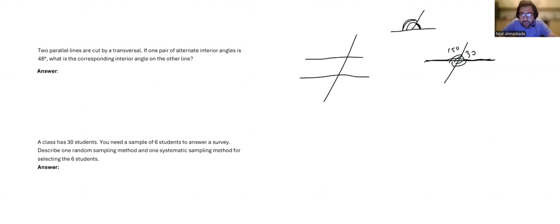We know that the opposite side of the 30 will be equal to it, and the opposite side of 150 will be equal to 150, okay? So, an interior angle is a smaller angle, an exterior angle is a bigger angle. So, one of the interior angles is 48, so this one will be 48 as well. What is the corresponding interior angle on the other line? So we are looking at the other line, and we are being asked about this line.